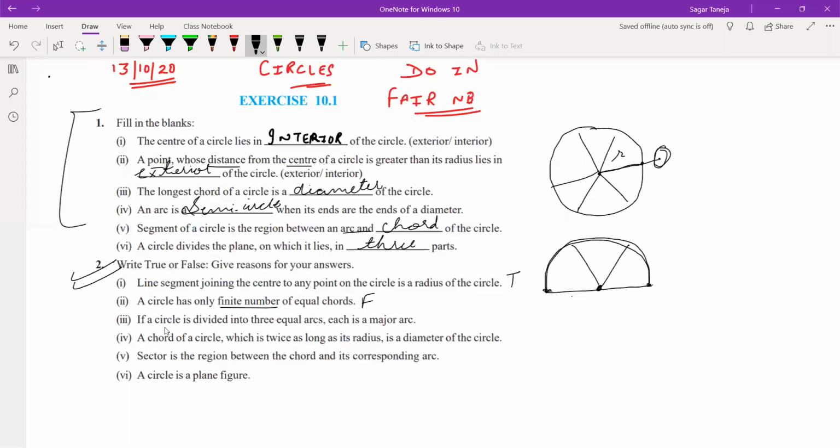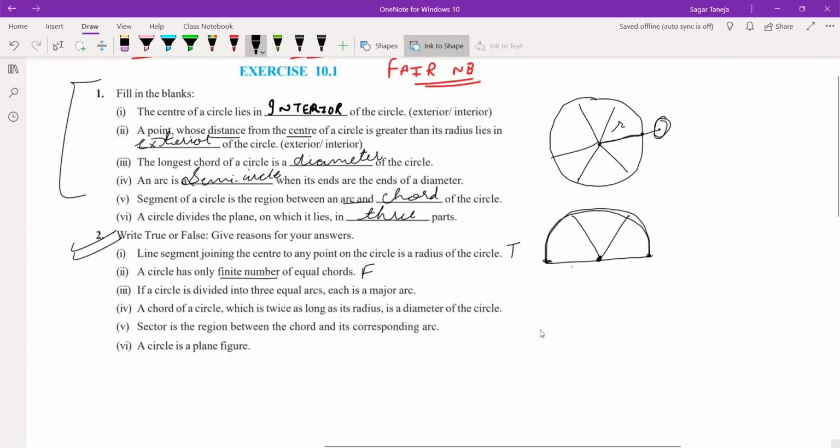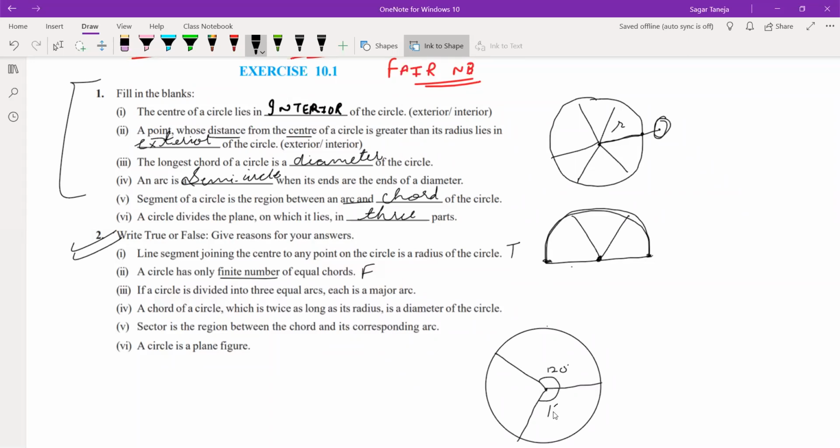So this is false. If a circle is divided into three equal arcs, each is a major arc. No, it is not possible. See, let me tell you this. There is a circle and I am dividing this circle into three equal arcs. I'm trying to make equal arcs. Suppose these are all equal arcs of 120 degrees, 120 and 120. So I have made equal divisions. The complete angle is equal to 360 degrees, so it is justified. We can take three equal arcs of 120 degrees each.